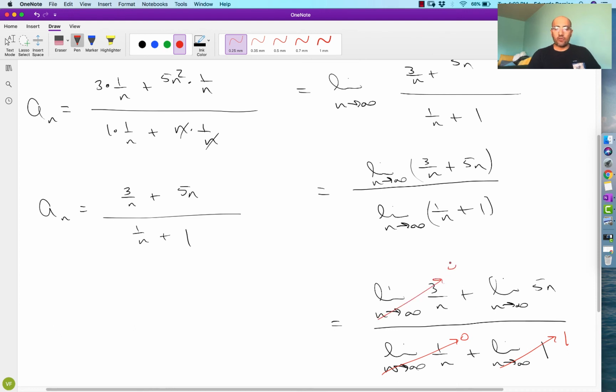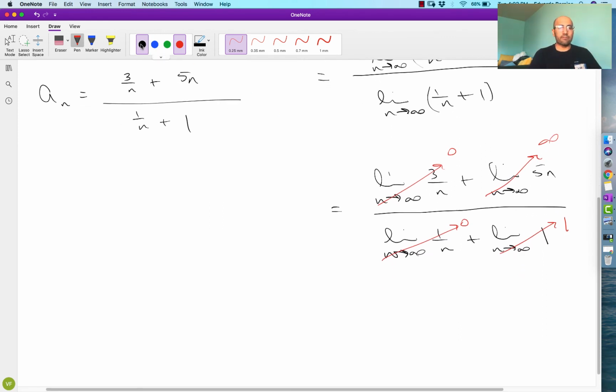This guy is going to go towards 0. The limit as n goes to infinity of 3 over n goes towards 0. And then this is going to get infinitely large, right? As n goes to infinity, 5 times n is just getting larger and larger, so the whole thing is going to go toward infinity. Right? And then that's going to be my final answer.